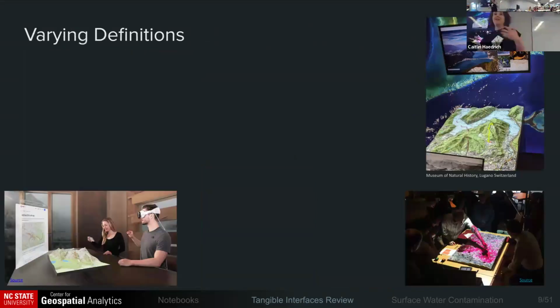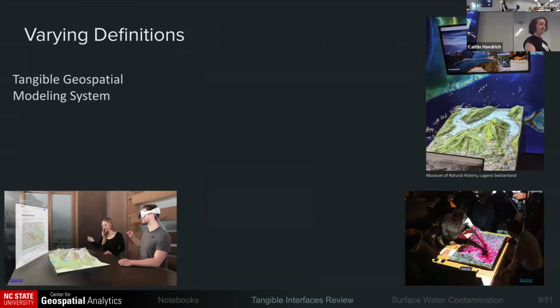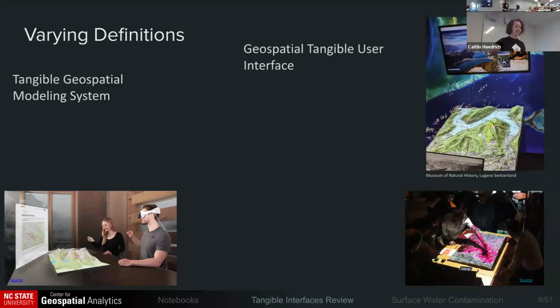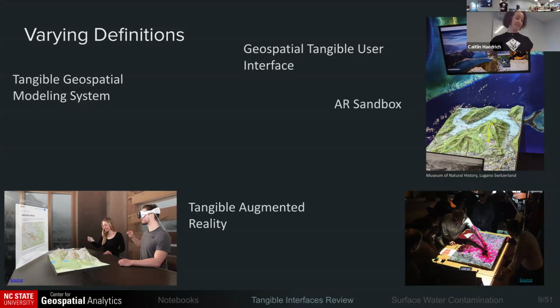And so if you open up your computer and start looking to find systems that can be used like this, they go by so many different names. First, you might find tangible geospatial modeling system, such as Dr. Tadeusz's dissertation describes. There's a line of literature in urban planning that calls them geospatial tangible user interfaces. You might come across tangible augmented reality.